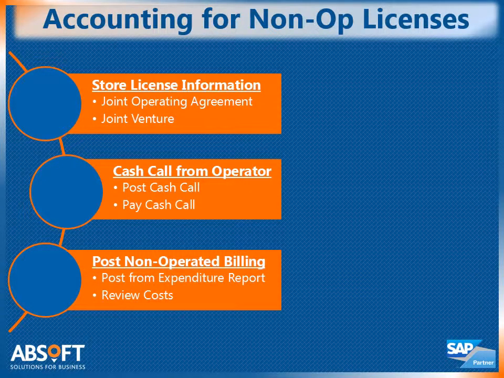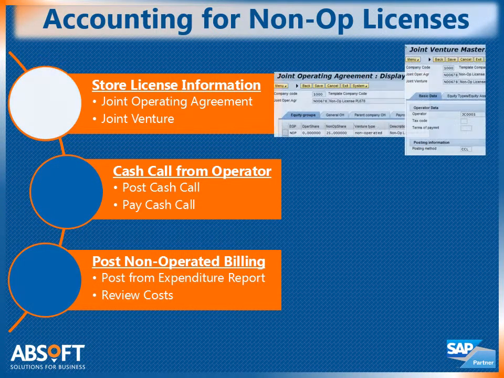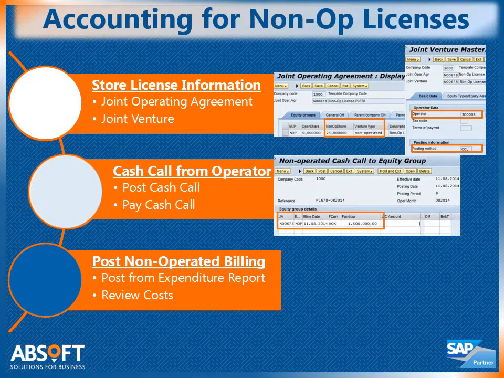In summary, Absoft's JVB template makes the handling of non-operated licenses simple and intuitive. At the outset of the license, a one-time activity is performed to store key master data about the license in the system. This enables the user to minimize the amount of data entry when cash calls are received.